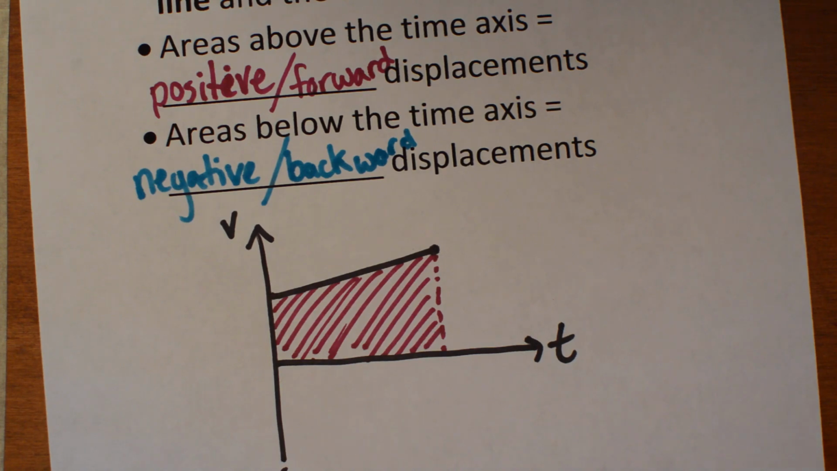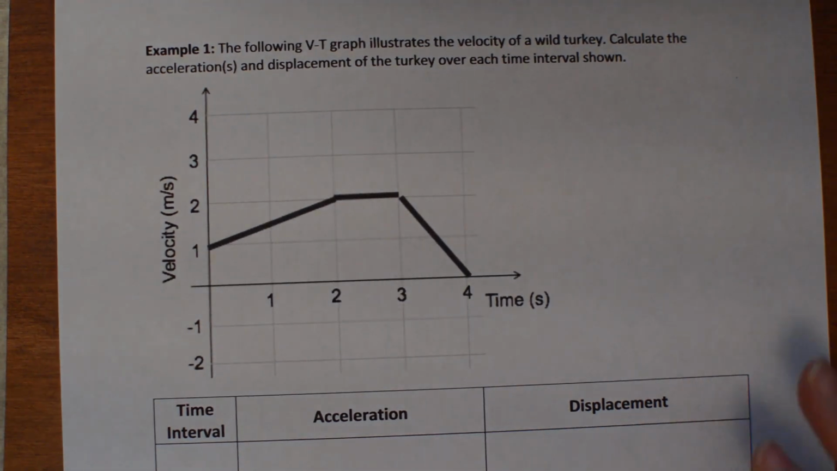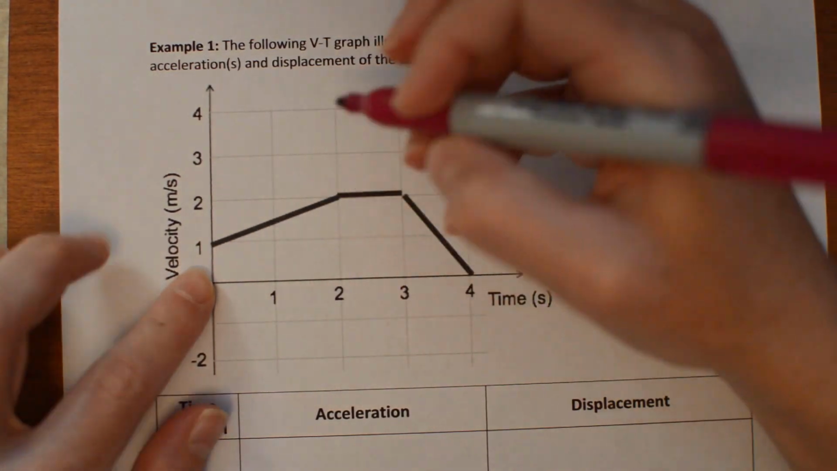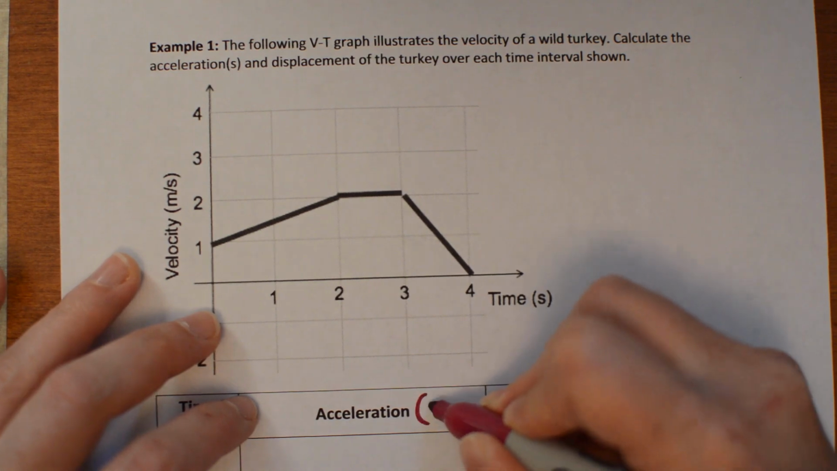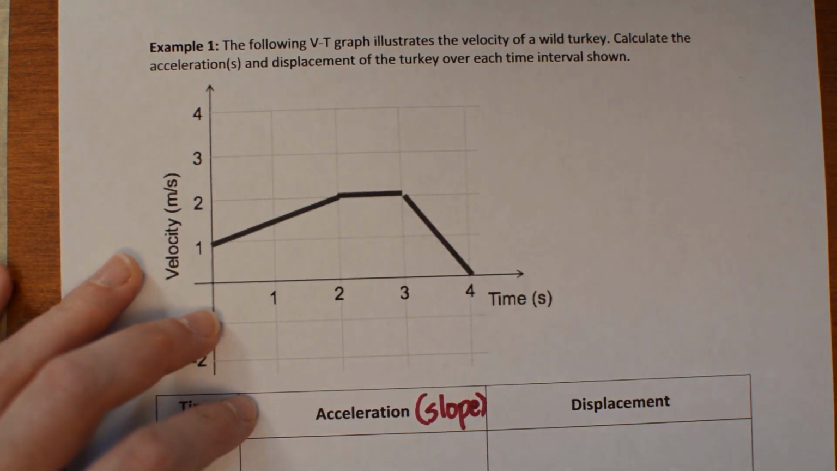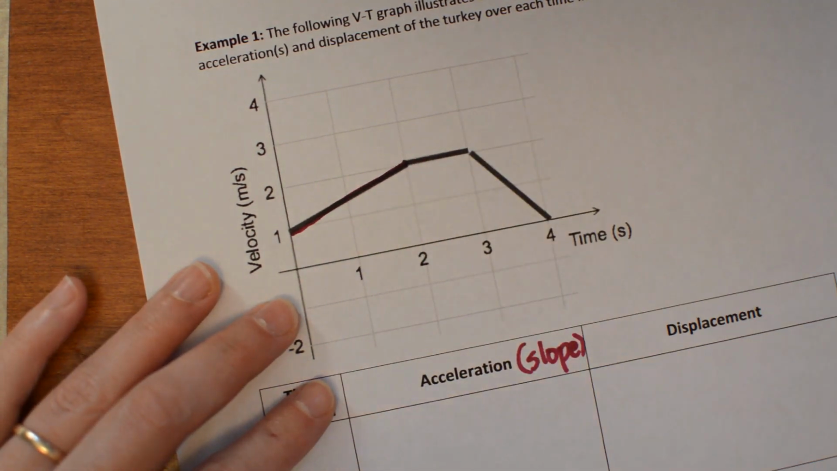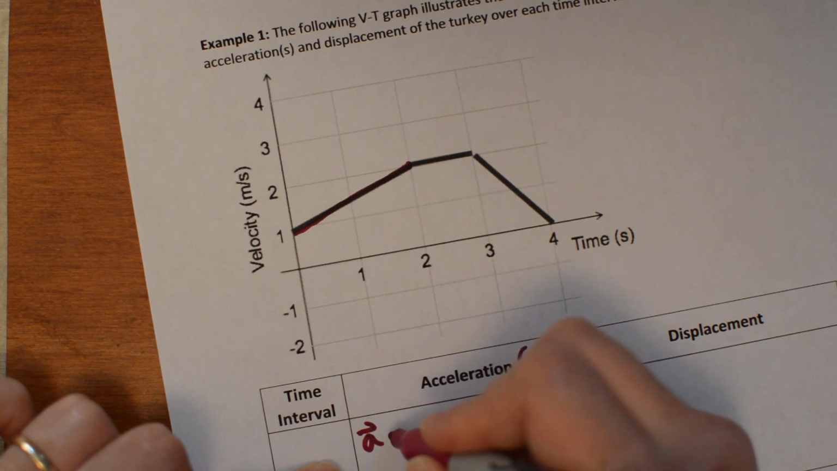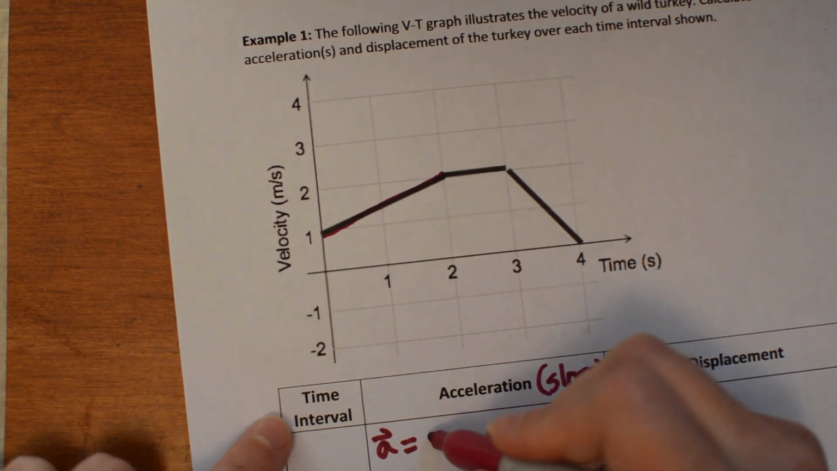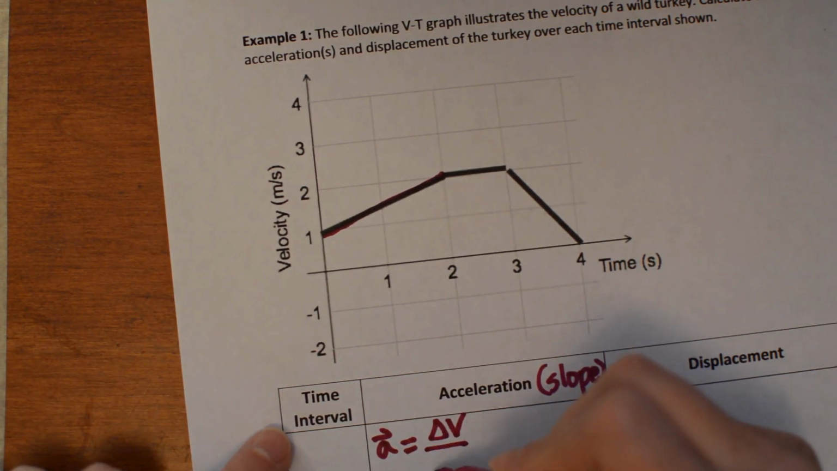All right, let's actually do some of these with a graph. So here's our first example. I want to find the acceleration over each section and the displacement over each section. So I'm going to start with acceleration here. For the first section, so that's 0 to 2, my acceleration is always the slope, right? So I'm going to be finding slopes here. The slope for this section here is going to be the rise over the run. So A is going to be my delta V, my rise, over my run, delta T.